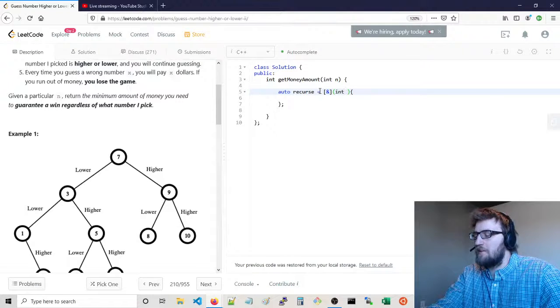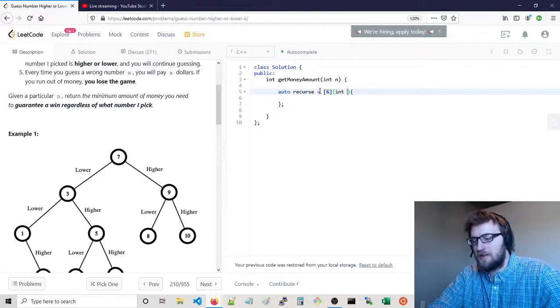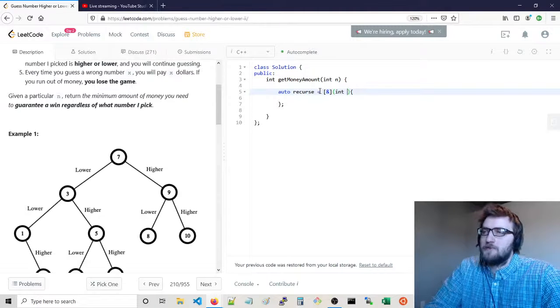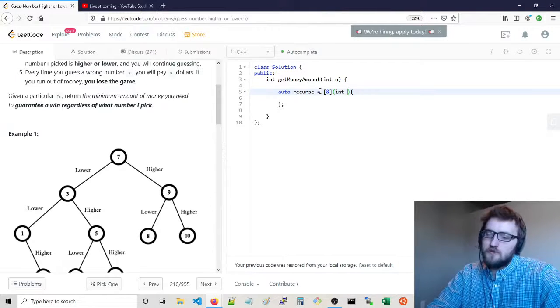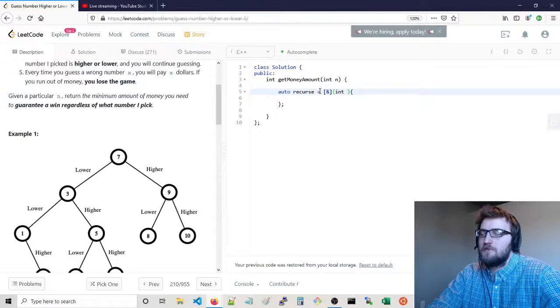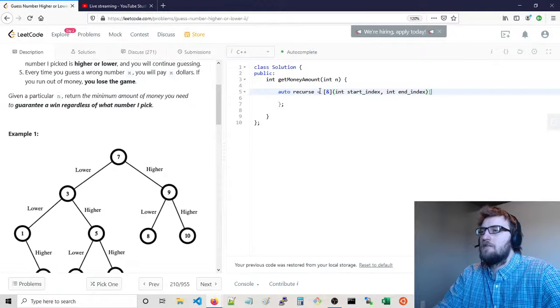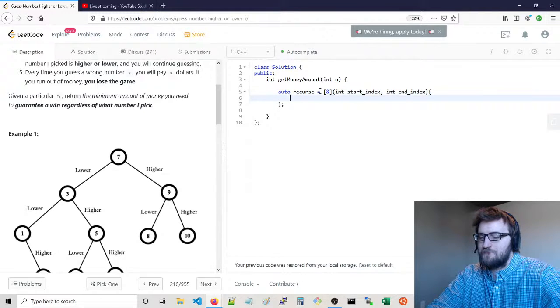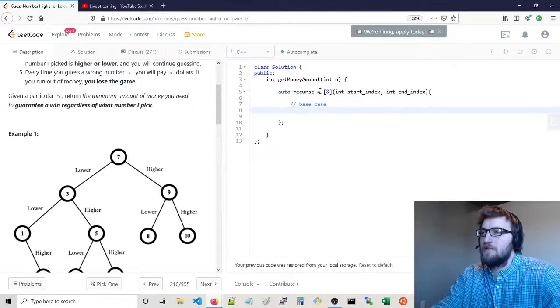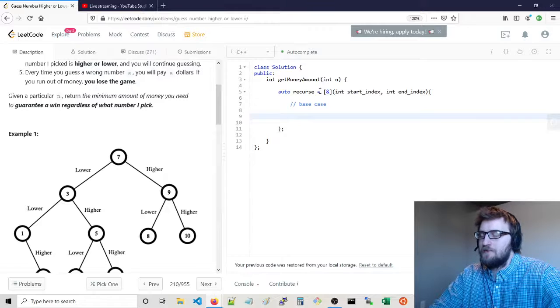Sometimes I have a hard time with dynamic programming questions, or questions where you would expect a polynomial time solution, but not linear or n log n time. All right, so we'll say start index, end index, and we're going to say base case.